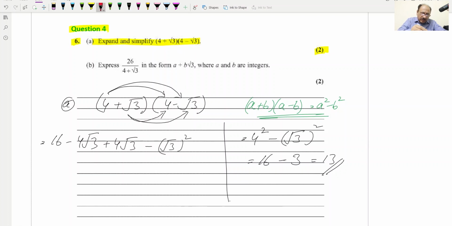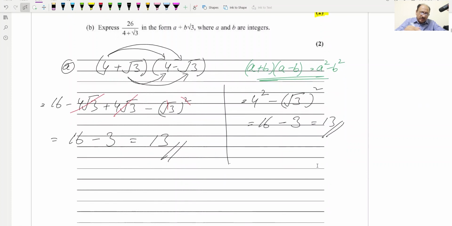And now cancellations. This is minus 4 under root 3 and this is plus 4 under root 3. These two will cancel, and the remaining portion you can write 16 minus this, the under root and square will cancel, and the remaining portion will be 3, and this is equal to 13. You can see this is also 13. Whatever method you are comfortable with, you can use that one.